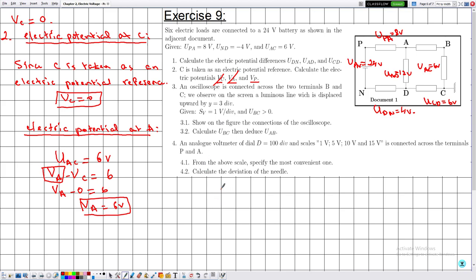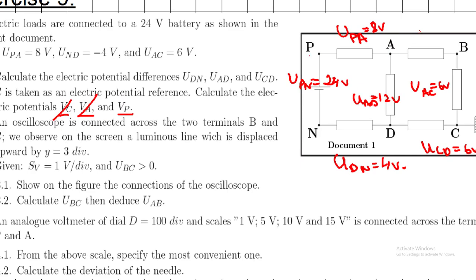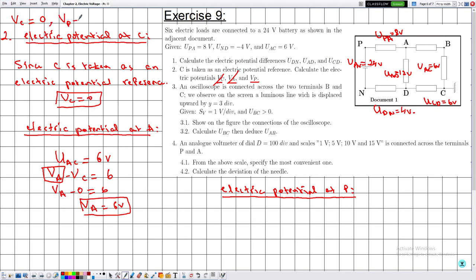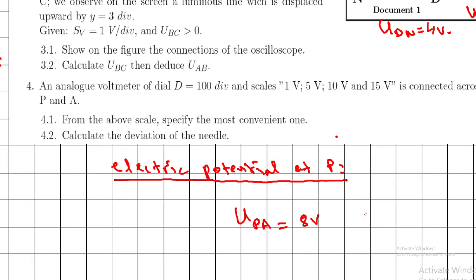Now we are interested in determining the electric potential at P. So in order to determine the electric potential at the point P, we need to know a voltage U that relates this point P to another point at which we know the electric potential. So we have calculated VA to be 6. So if we consider UPA, we know the value of UPA, which is given by 8 volts. So here let me also write that the potential at the point A is given by 6 volts. Then if you consider UPA to be 8 volts, now we are interested in determining the electric potential at the point P.